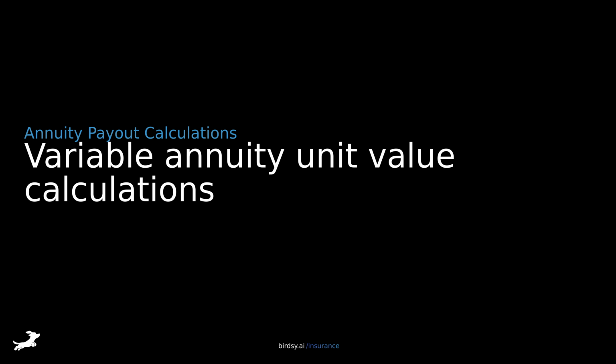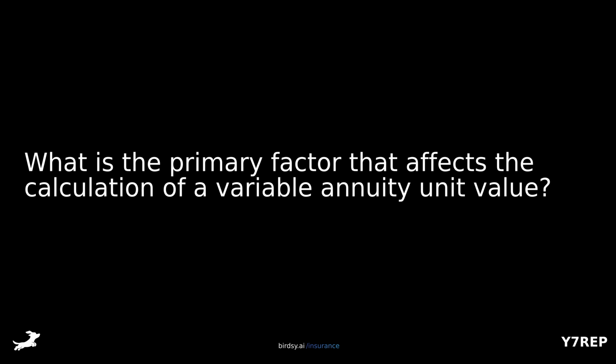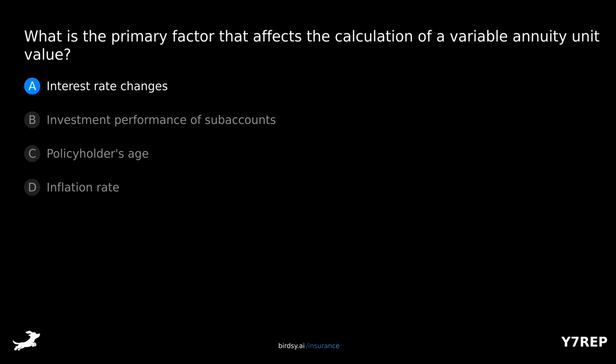Variable annuity unit value calculations. What is the primary factor that affects the calculation of a variable annuity unit value? Is it A, interest rate changes, B, investment performance of subaccounts, C, policyholder's age, or D, inflation rate? The answer is B, investment performance of subaccounts.